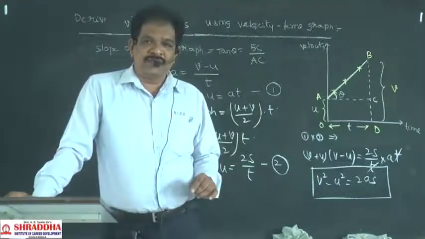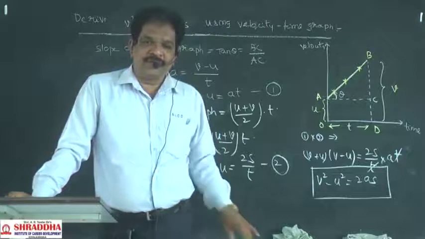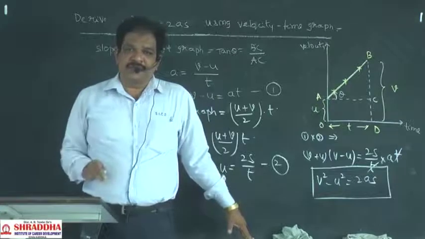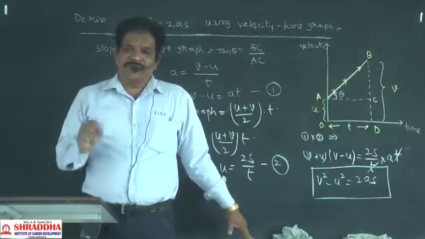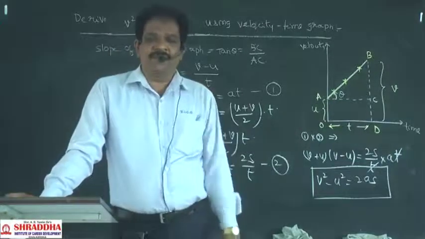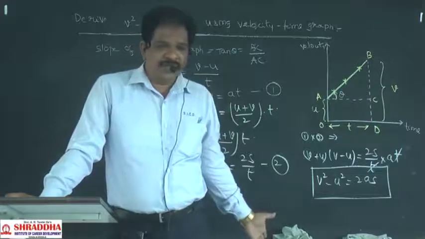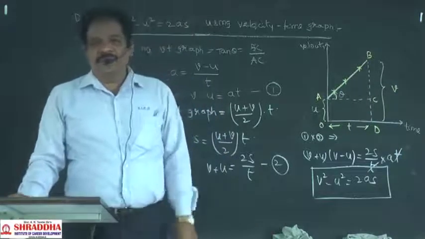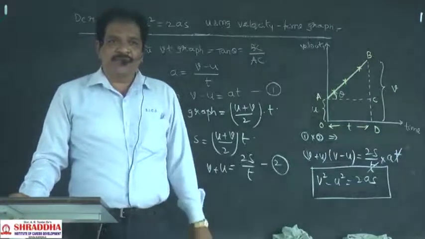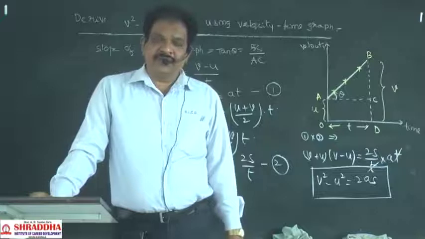In the last class what we did: displacement time graph, different types of displacement time graphs. Velocity time graph, different types of velocity time graphs. Acceleration time graph, what are the uses? Only one or two types of acceleration time graphs will be there. They won't ask in the examination. Next, we derived V is equal to U plus AT, S is equal to UT plus half AT square, and V square minus U square is equal to 2AS using the velocity time graph.